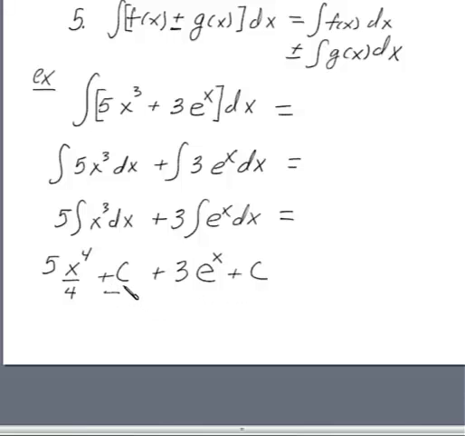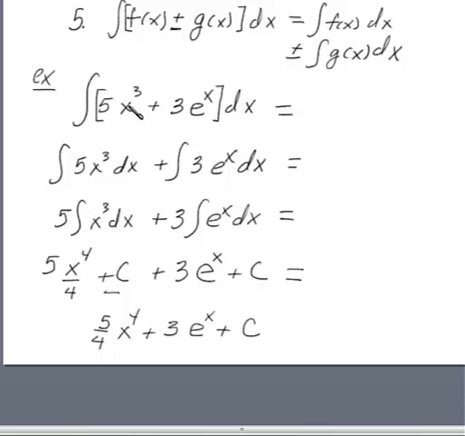We usually just wait. Why? Because this is a constant plus another constant, so if you add two constants you still just have a constant. So we would maybe finalize this by just rearranging things a little bit and saying 5/4 x to the 4th plus 3e to the x plus a constant. And this constant, although it looks just like the other one, is combining these two. So the sum of constants is just a constant. And so that's a result.